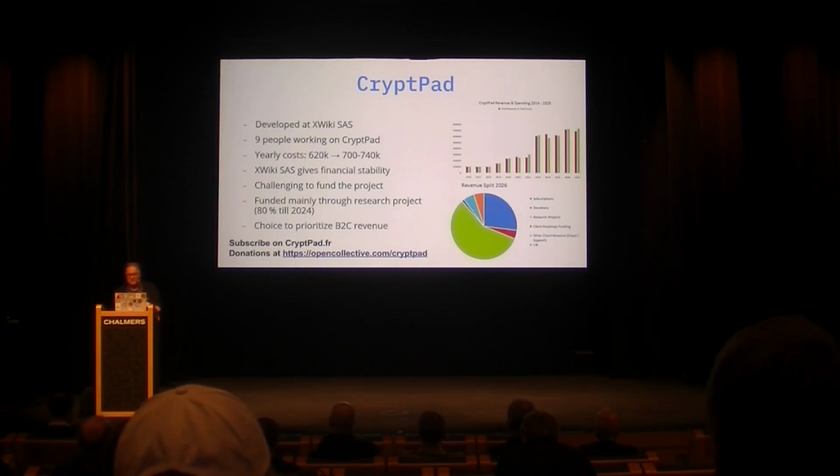On CryptPad, there are 9 people working, which represents about 700k euros of cost. So you don't find 700,000 euros that easily. Engineers have valuable time, and most of the production done on the CryptPad server is not volunteer-based production, it's paid. It's engineering time that is paid. The company gives financial stability to the CryptPad team, and that's quite important, but it's challenging to fund the project.